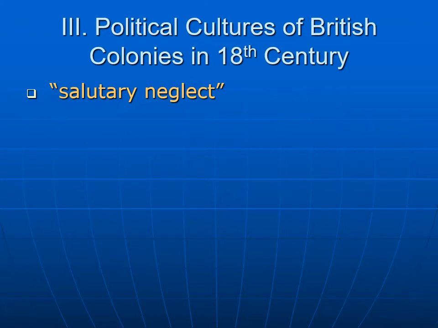Salutary means good, healthy. You could see it in other related terms in other languages. Salud in Spanish, right? Healthy, right? So salutary in English, built on that tradition, is the idea of something good, something healthy. Neglect, well, we all know what that means, right? How could neglect be salutary? How could neglecting something be good and healthy?